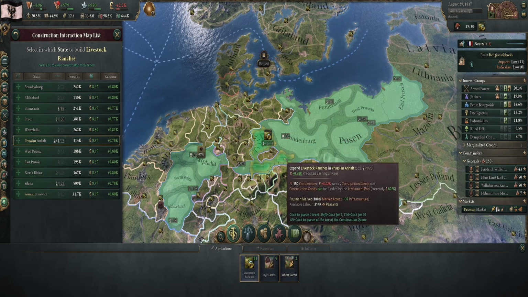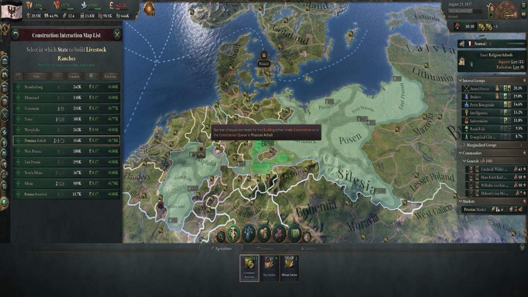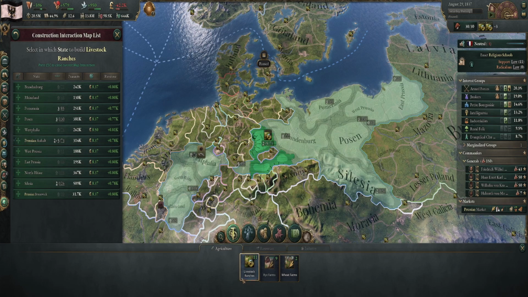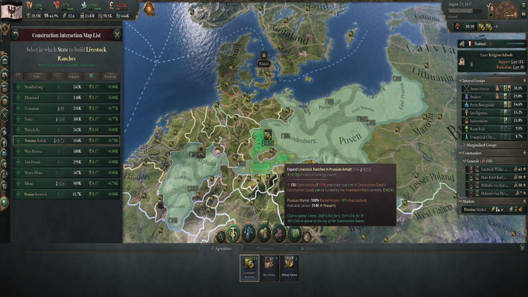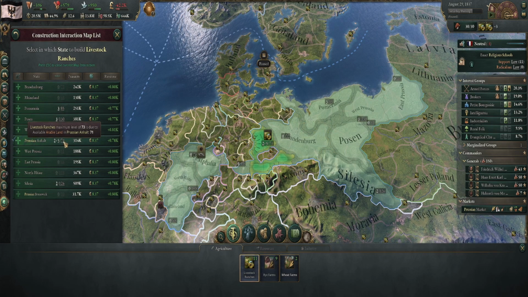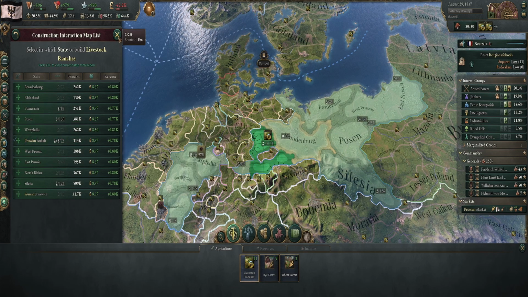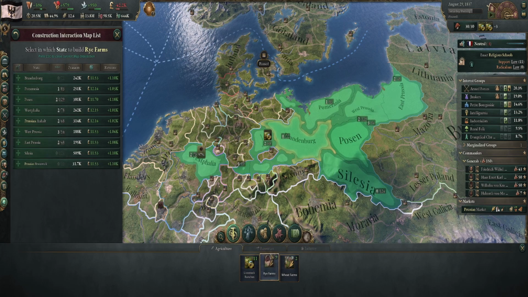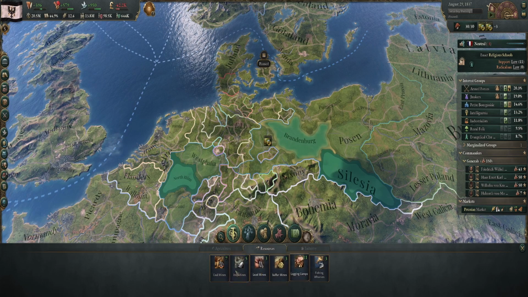So when I click on this, I am now building 5 building levels of this good, which in this case is livestock ranches, in this province of Prussian Anhalt. That's basically what it's saying, out of a maximum of 73 of these levels of buildings. The reason why I'm saying that is because it's a little bit more in depth than that, but that's just the general view. So for now, I'm just going to give you guys the general view.